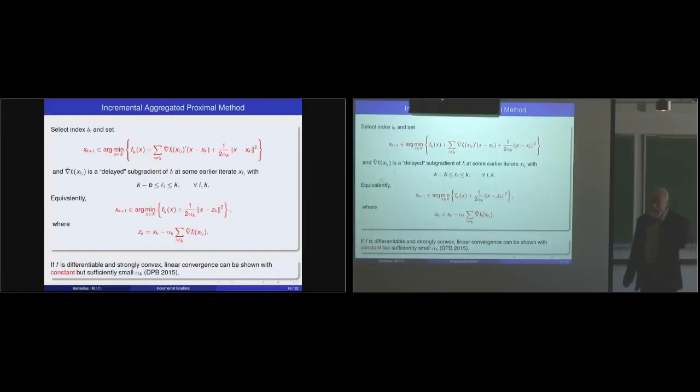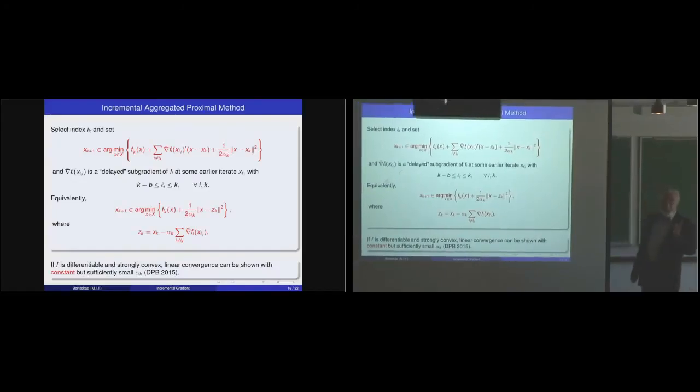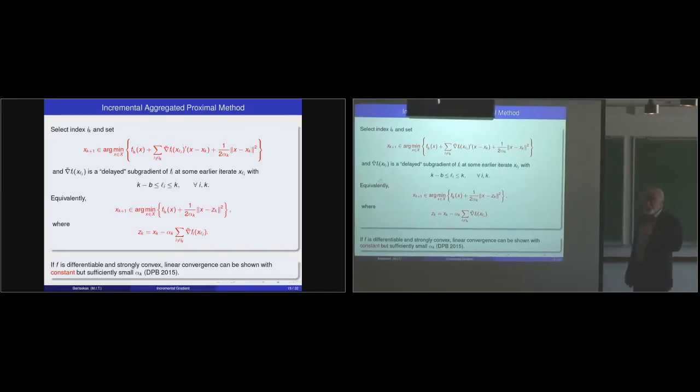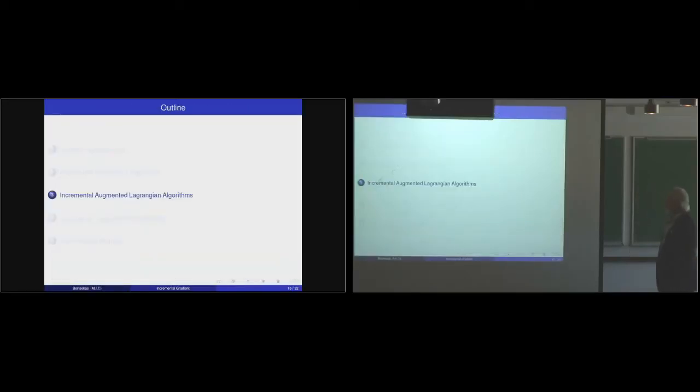Okay. So we have incremental methods. We have the pure version and the aggregated version. And now I'm going to switch gears and go into separable convex optimization and see how we can get corresponding incremental augmented Lagrangian methods, both pure and aggregated. So we go into augmented Lagrangians now.